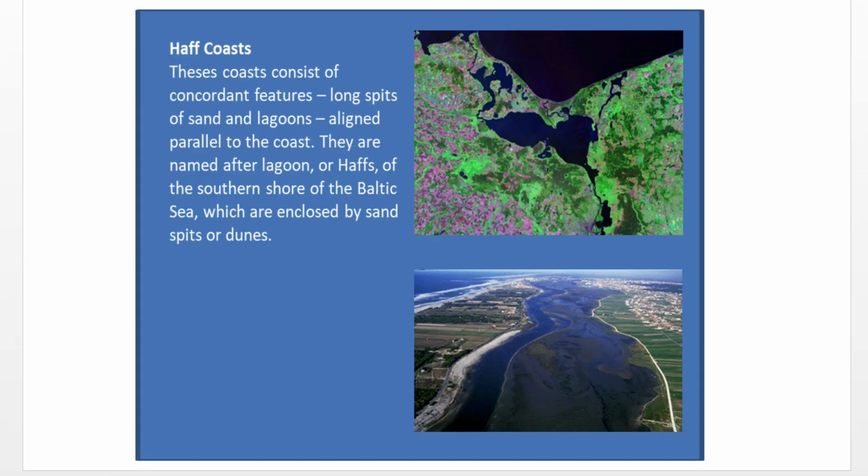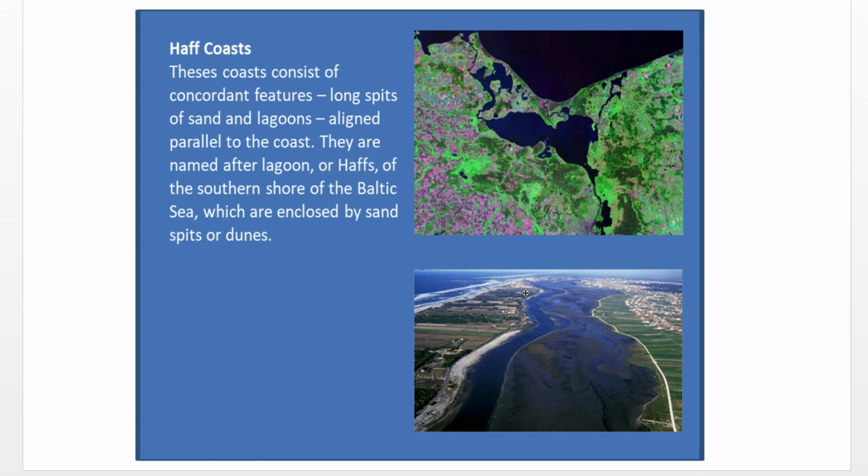So here we have another type of concordant feature, and these are known as half coasts. Half coasts are concordant coastlines. The word half refers to all coastlines that have this shape, where they're concordant, where you basically have long spits of sand alternating with lagoons, like we have here in the bottom picture. We have a long spit of sand alternating with a lagoon. So anywhere you see this feature in the world, it would be referred to as a half coast.